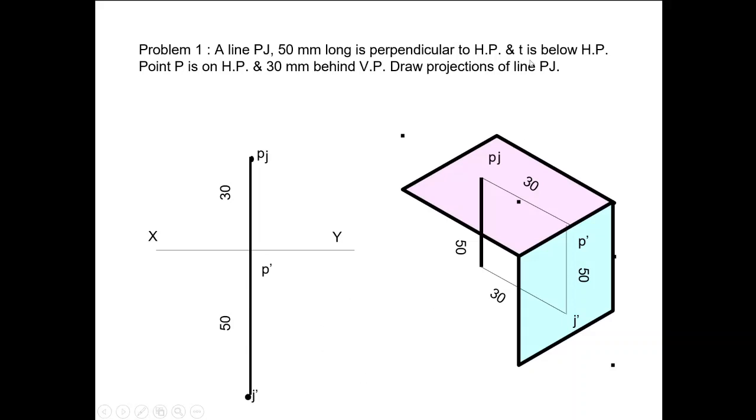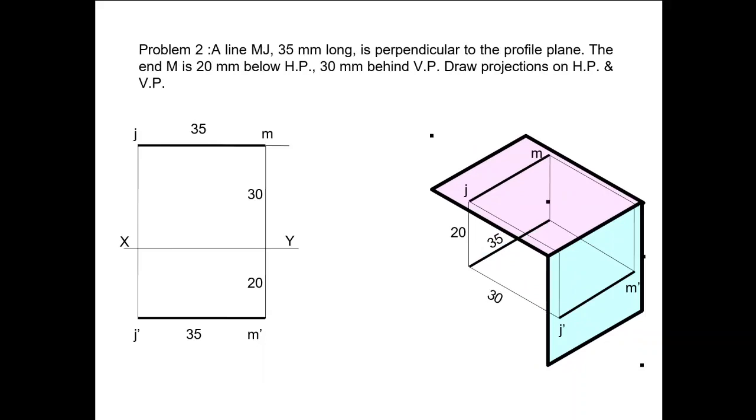Now if we see from top, we will see a point on the horizontal plane and that point will be above the XY line. The top view will come above the XY line because the line is in the third quadrant. So what will this distance be? 30. So the top view PJ will be as seen. So this will be the projection of the line PJ.